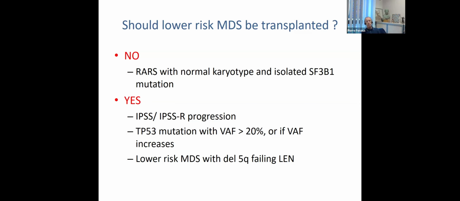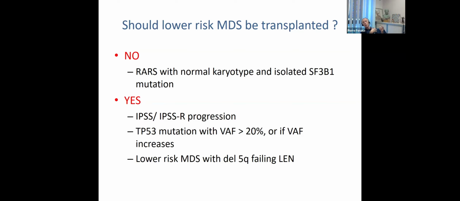By contrast, a patient who shows progression, who acquires a TP53 mutation with a variant allele frequency of at least 20%, which increases, or a patient who does not respond to first-line treatment, like del(5q) failing lenalidomide, then this patient has a poor survival and should be transplanted whenever possible. Now, we used to say if there's a donor, but now almost everyone has a donor, because we use either HLA-identical brothers or sisters, or unrelated donors from the international registries, but now we more and more transplant patients with their children.